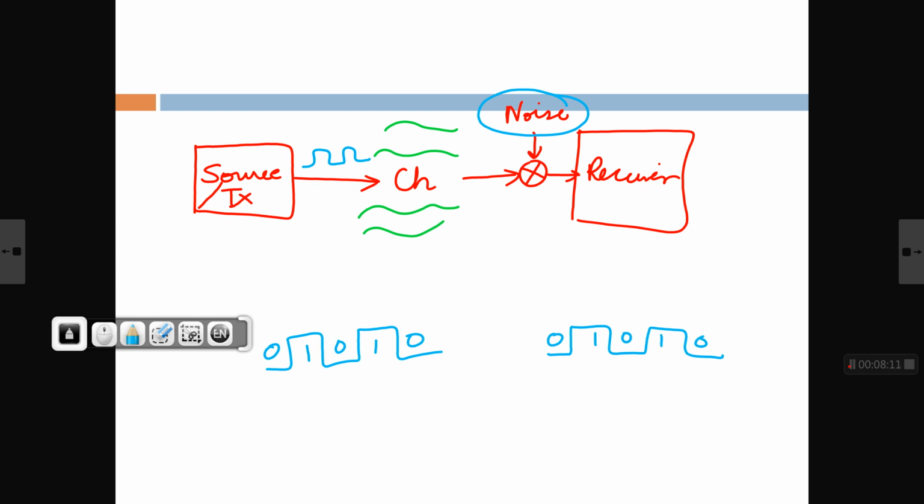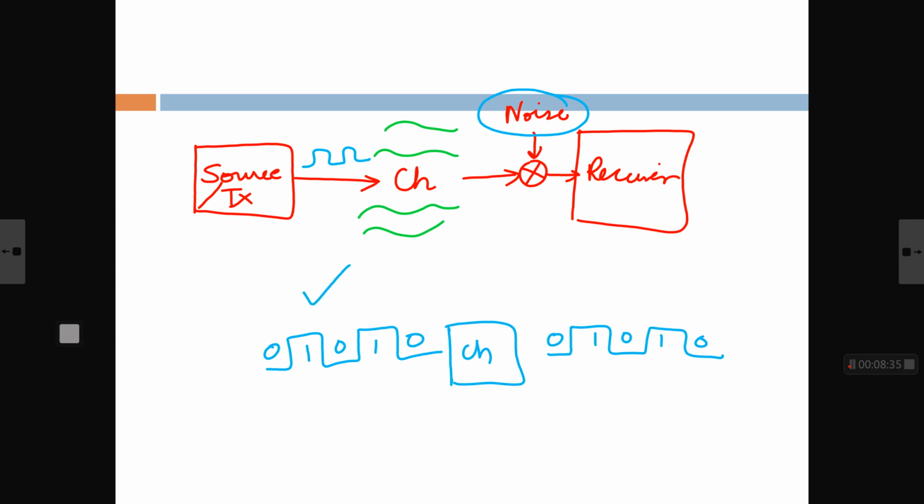Now, I am not saying that there will not be distortion. There can be distortion also in the channel. Distortion and noise are two different things. There could be some distortion in the channel such that the data cannot be reconstructed back again. But what I am saying in this case is that, supposing there is no noise and no distortion through the channel, then whatever data is being transmitted would be received, right?